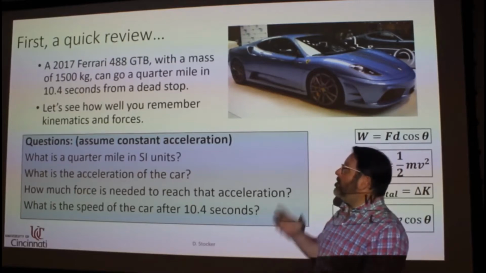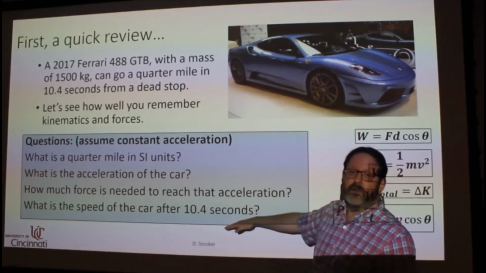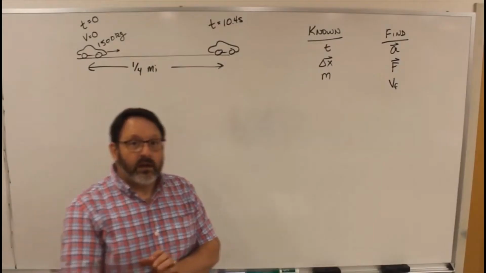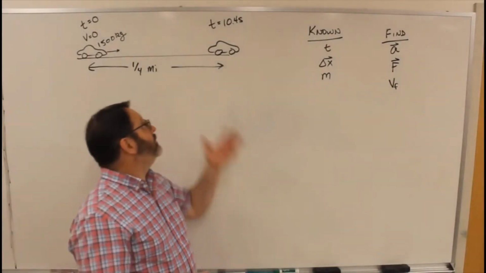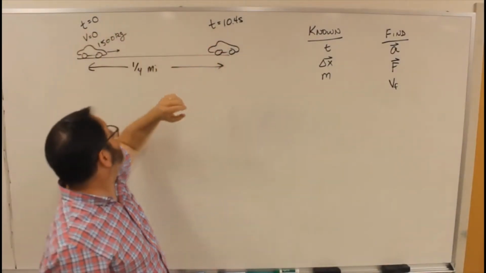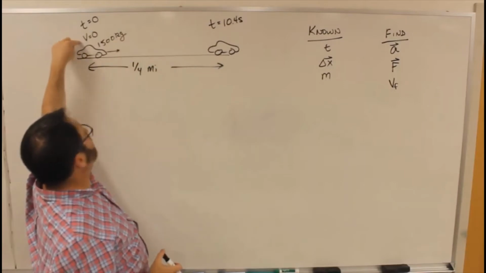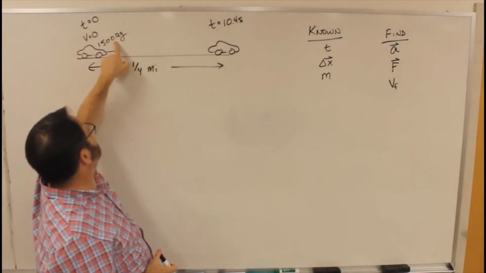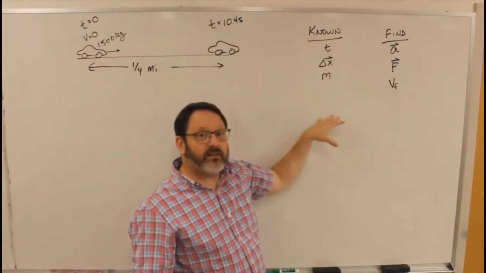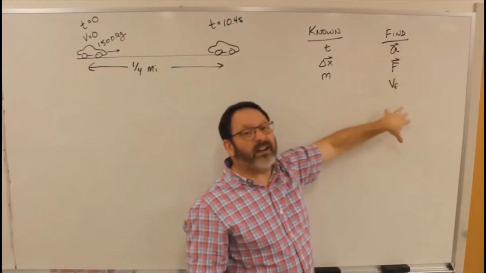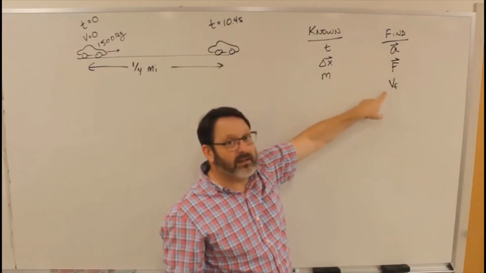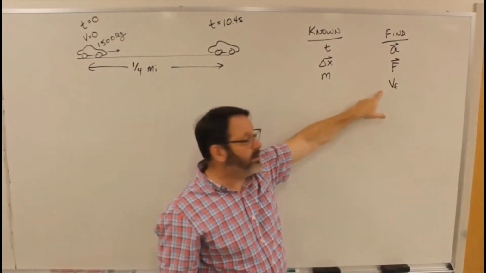In this video, I will answer these questions using kinematics and forces. So the first thing to do when you're solving the problem, draw a picture of it, put the labels in every place that they need to be. So I've labeled times, I've labeled the initial speed, the mass, the distance, final time. Then I've got a list of knowns and then unknowns, things I need to find. So acceleration, force, final speed are the things that I'm looking for.